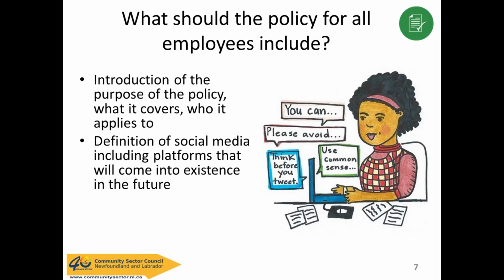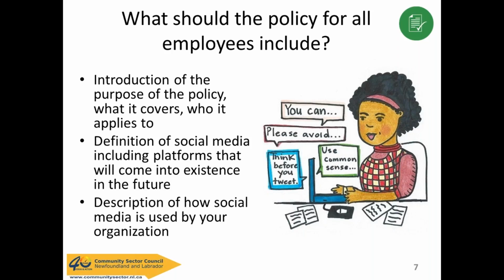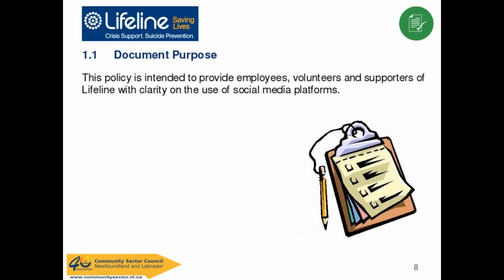Also, it's great to have a definition of social media, including the platforms that will come into existence in the future. So say if social media is just Facebook, or if it's Facebook and Instagram, if it's also including email and text. And it should include things that could come into existence, because with social media platforms being created quite frequently, if you limit it to ones that are only out now, that could close it off for ones that come out.